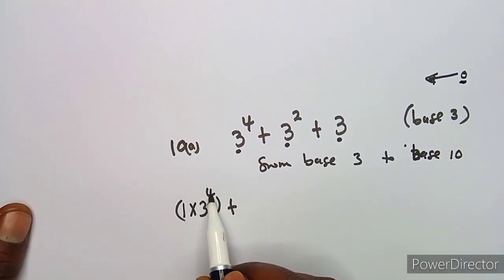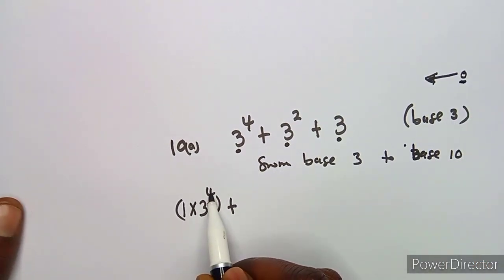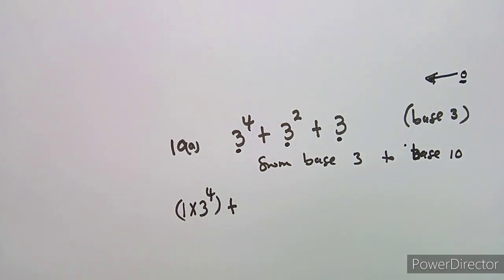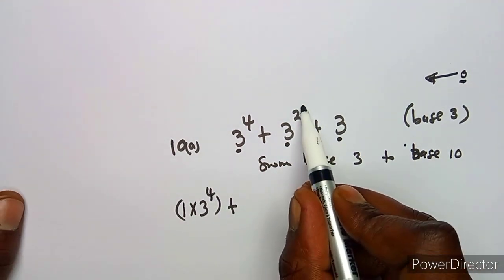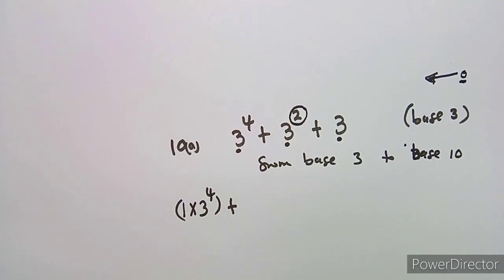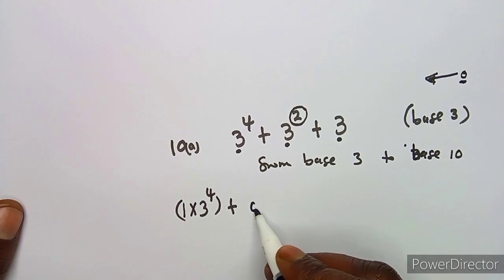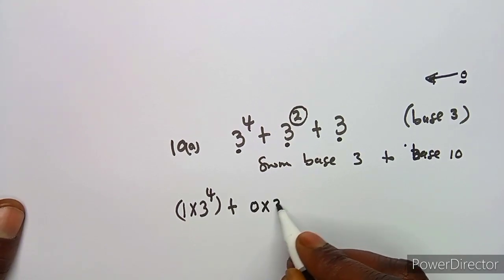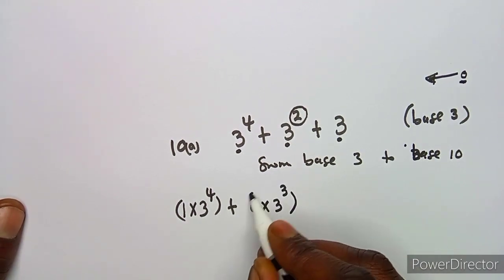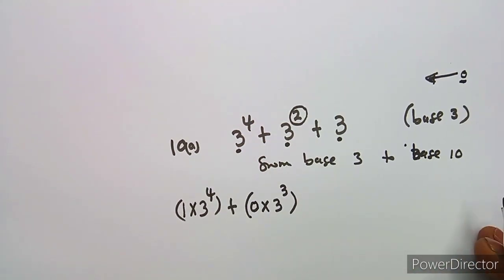Okay, so we've got 4 here. That is our first exponent. But let's cross check here. We have got 2, and 3 is not there. So what happened with 3? It means there was a 0 there. So that was 0 times 3 to the exponent of 3, because it's not represented.